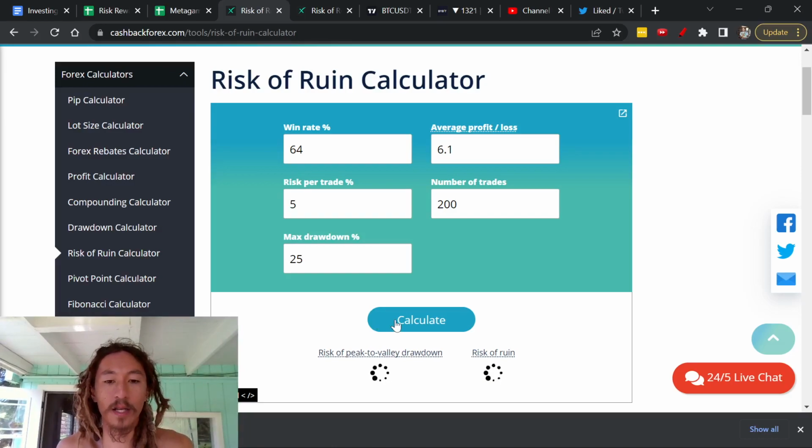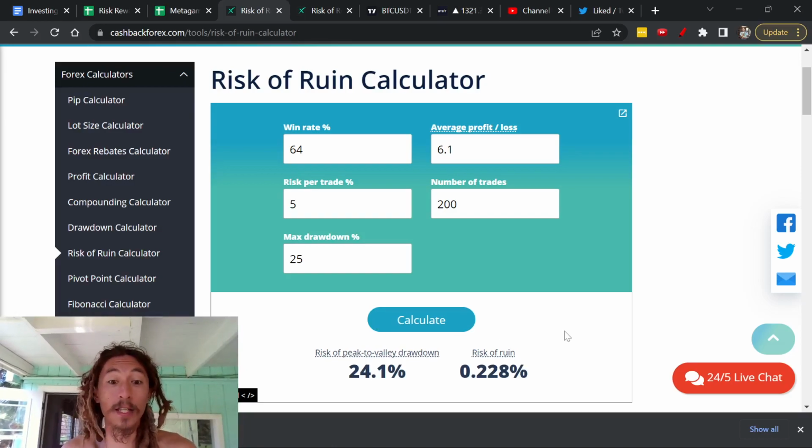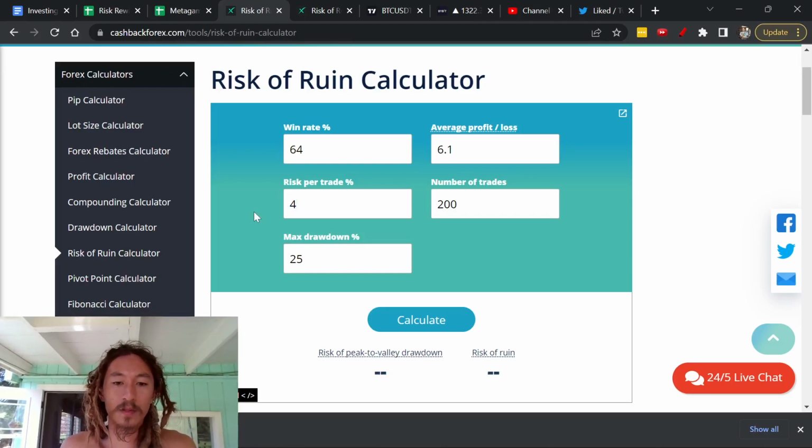These are numbers that I probably don't want to go beyond. Okay, I don't want to risk 5% per trade. I don't want a 24% chance of a 25% drawdown. I don't really want that. Let's say 4 feels pretty safe.